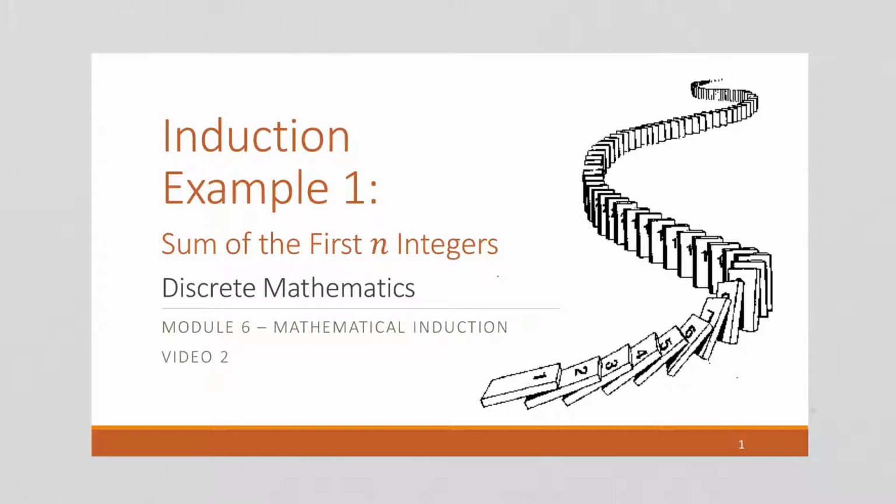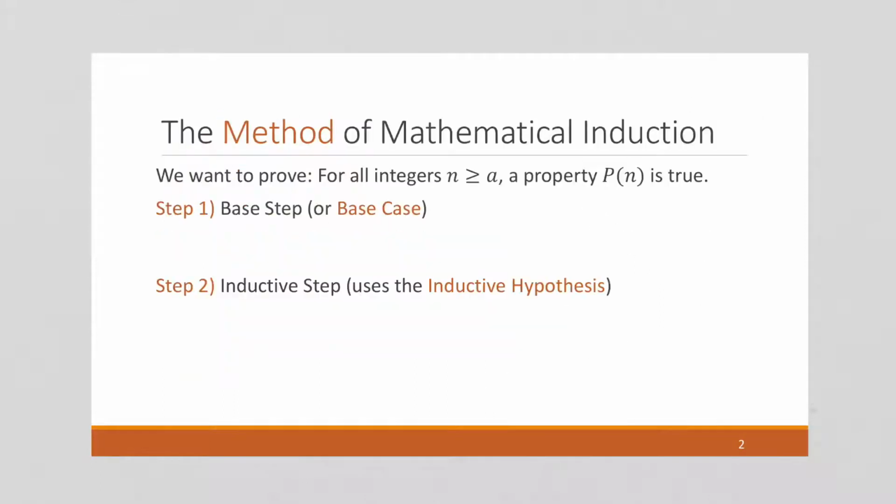In this video, we're going to do an example where we're going to show a property about the first n integers and their sum. So once again, recall that the method of mathematical induction is to have two parts, a base case, where we show that the property is true for the first element in our sequence, the starting point.